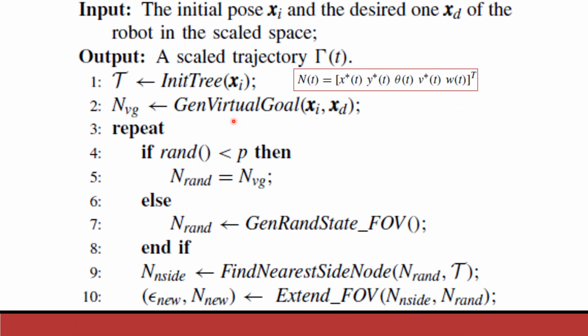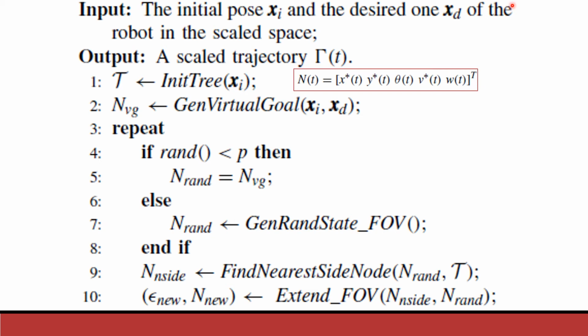The first process is that we initialize the tree. The exploring tree is initialized with the initial pose x. Each node in this tree represents a state of the robot in the scaled Euclidean space, as shown in the red box here. Now we have a generalized virtual goal. We create a virtual goal node behind the desired pose, and this is done so as to attract the tree to grow sideways during its exploration. This means that the field of view constraint of the camera is easily satisfied. Another plus point is that the lateral error that would occur when we reach the goal due to the non-holonomic constraint is greatly reduced.